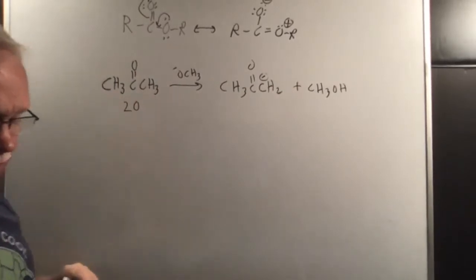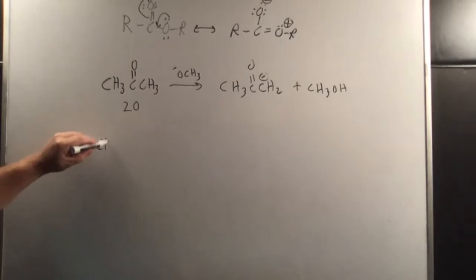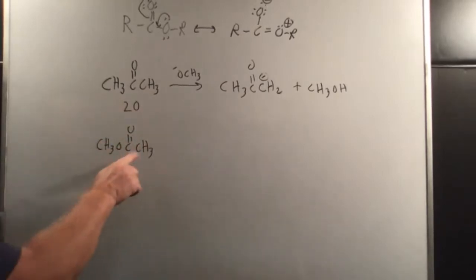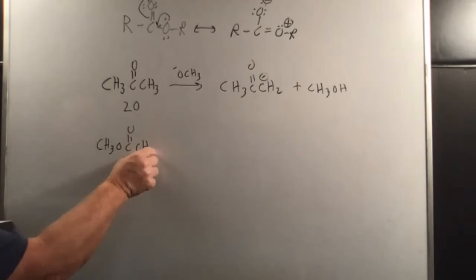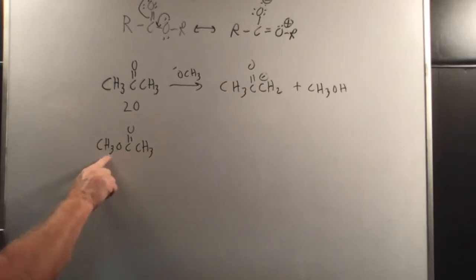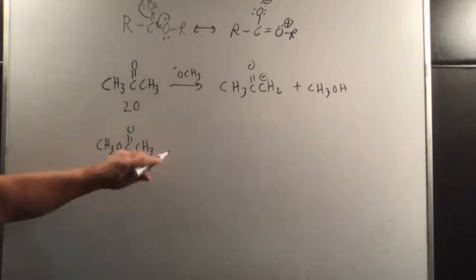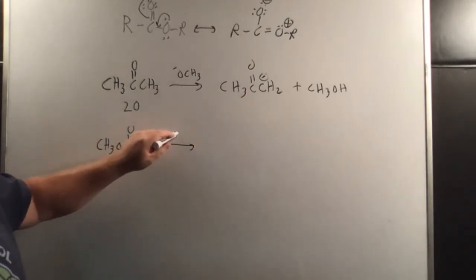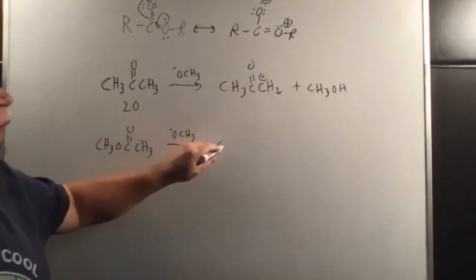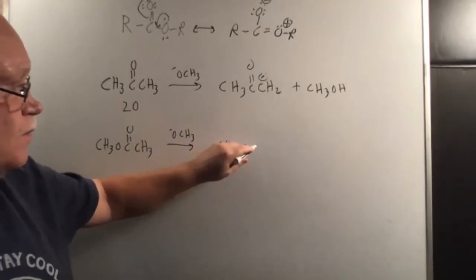Now, if we did the same thing with the ester, notice how I'm going to write the ester. I'm going to write it this way. Now, notice these are alpha hydrogens. These are the hydrogens that are alpha to the carbonyl. Notice these hydrogens over here are not alpha to the carbonyl. They're on the oxygen side. So these are the hydrogens that we're talking about. Now, if we take and react this with OCH3-, notice we get the same structure.